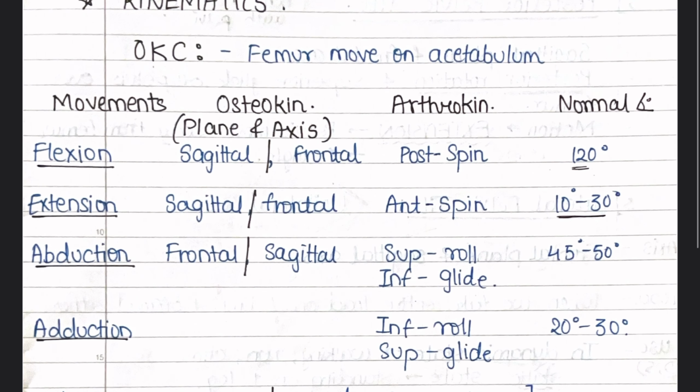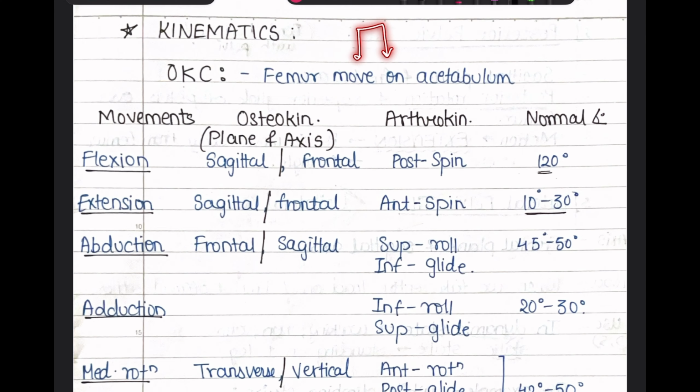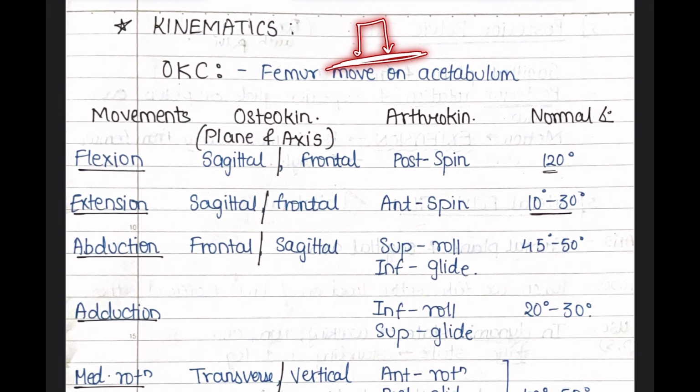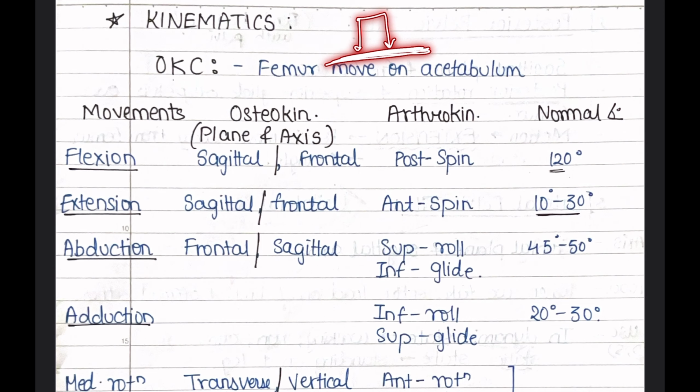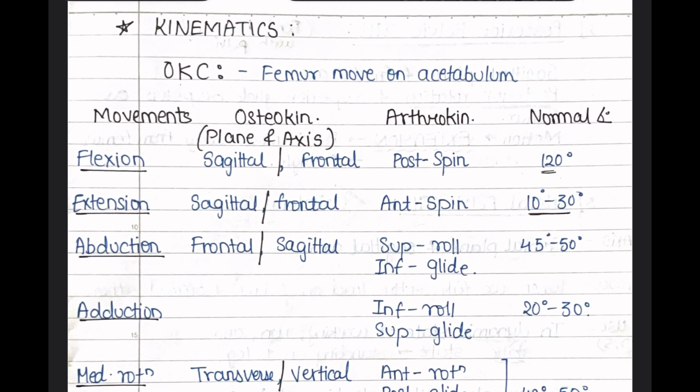Now we are seeing kinematics: open chain kinematics and closed chain kinematics. For the hip joint, there are two kinds, open chain and closed chain, whereas in the shoulder joint we have only open chain kinematics, as the movements of the hand are free in the air. But when we walk, jump or bend, the movements occur in a closed kinematic chain.